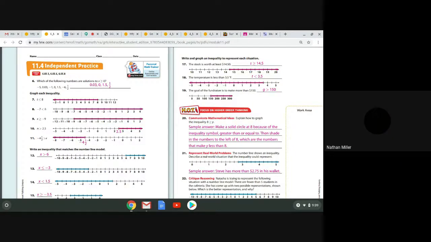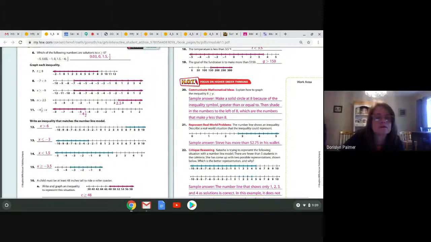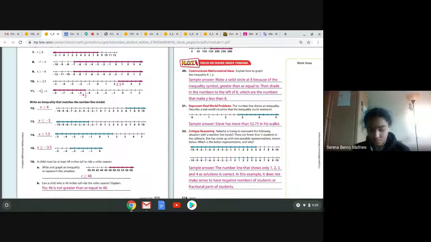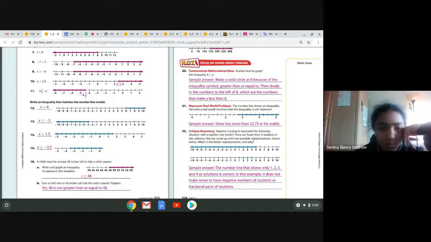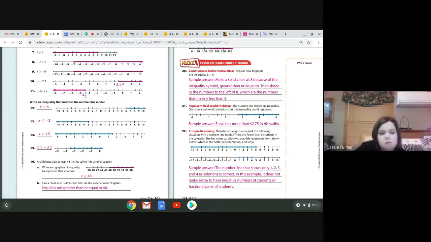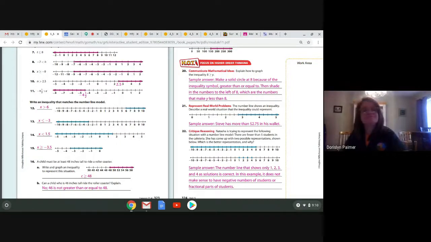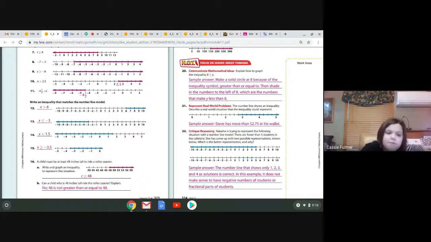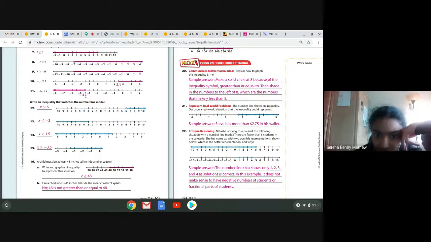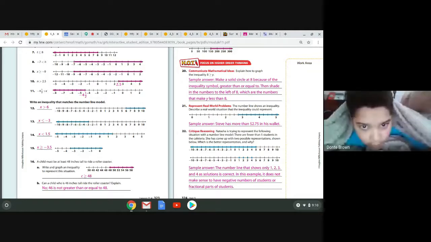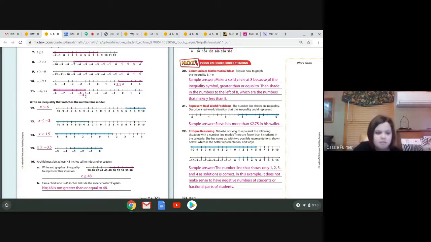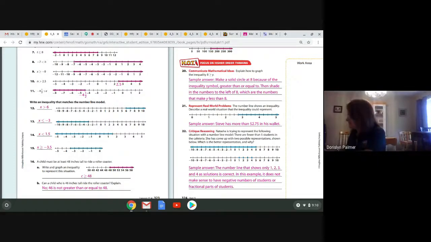Could I see number 16? Sure. There you go. This is Palmer. In 14, that's 1.5, right? Yes. X is less than 1.5. Okay, I just wanted to make sure because it sort of looks like it's 15. Yes.